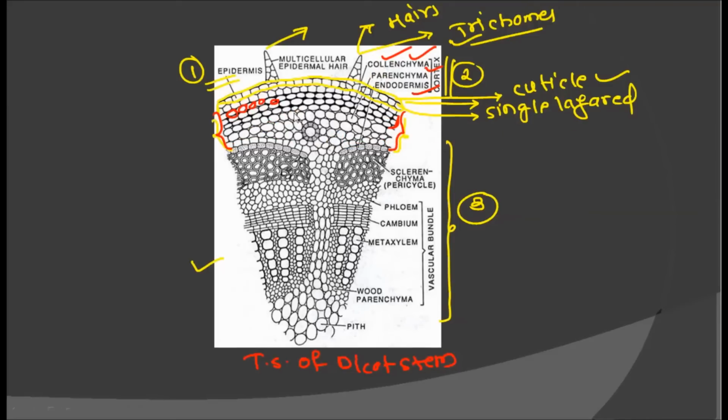Below that, we have larger and circular cells with some intercellular spaces. These cells are parenchyma cells. And below that, we have one single layer of endodermis. So the cortex starts from below the epidermis. Then the first structure that comes is the collenchyma cells. Then we have parenchymatous cells, and then we have the endodermis. These three-layer collenchymatous cells are also called the hypodermis.